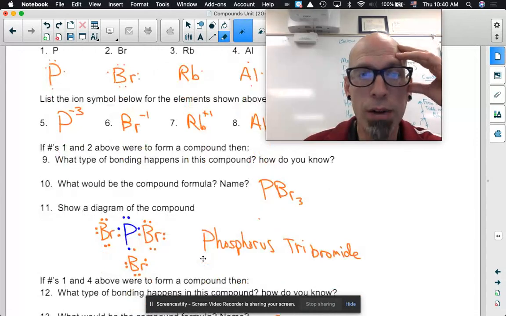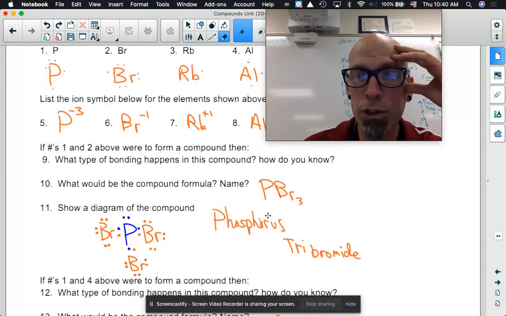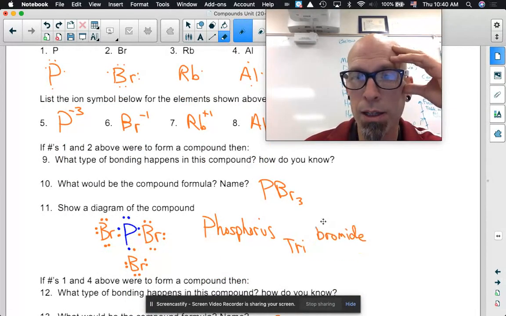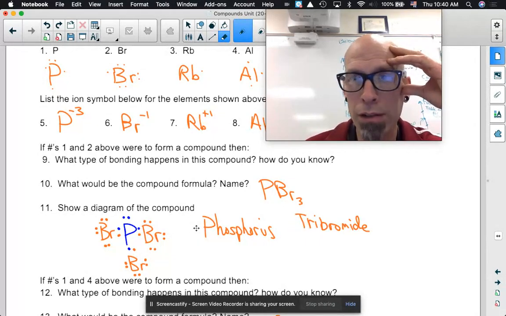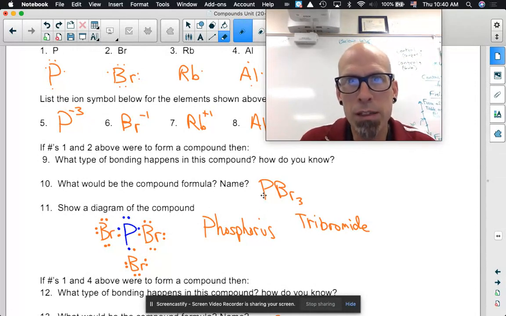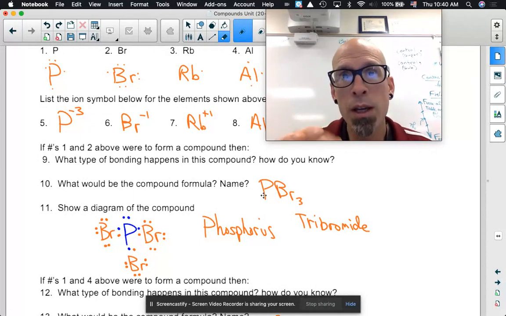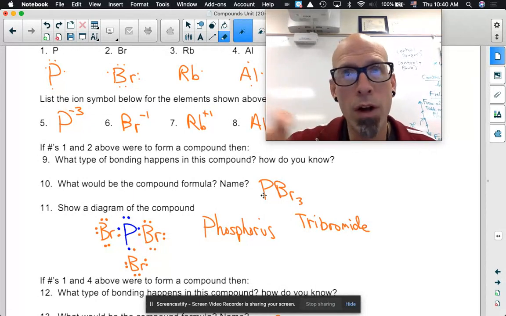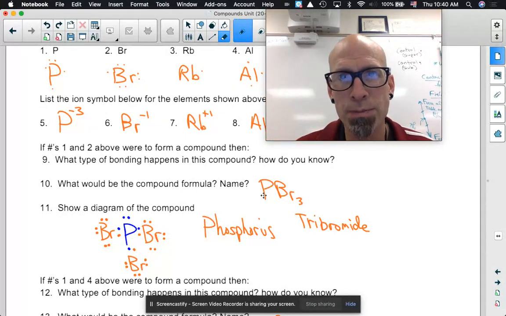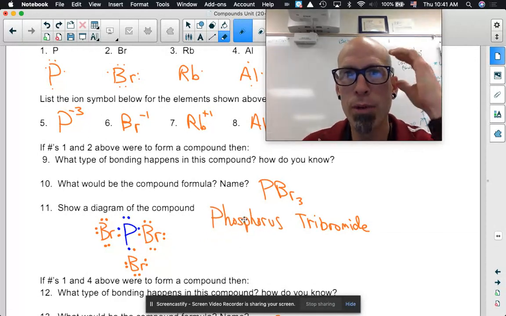Now the dot diagram, and of course there's the name too, phosphorus tribromide, okay? Tribromide because there's 3 bromines. We do not put mono in front of phosphorus because there's only one of them. We just have to say phosphorus. Phosphorus tribromide. Has to be tri because there's 3. Bromide because in all of the compound names, the second element has an "ide" suffix. All right? So phosphorus tribromide would be the name.